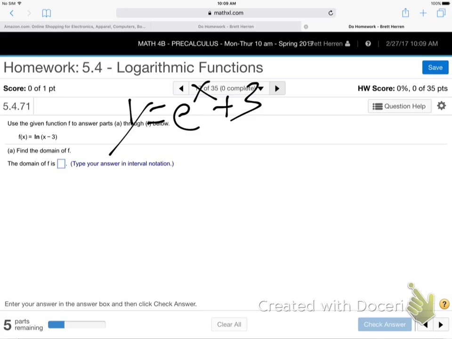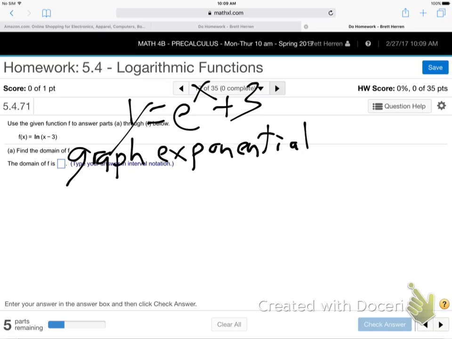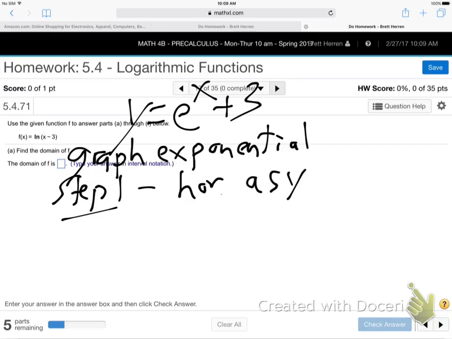So let me write a note here. Good job, Robert. Graph exponential. Step one is horizontal asymptote, right? You don't start with the table. It's the only time we don't start with the table in all of our graphing. So you really have to be intentional. Put that on your 3x5 card. When you're graphing an exponential, step 1 is the horizontal asymptote, which is what? What is the horizontal asymptote?